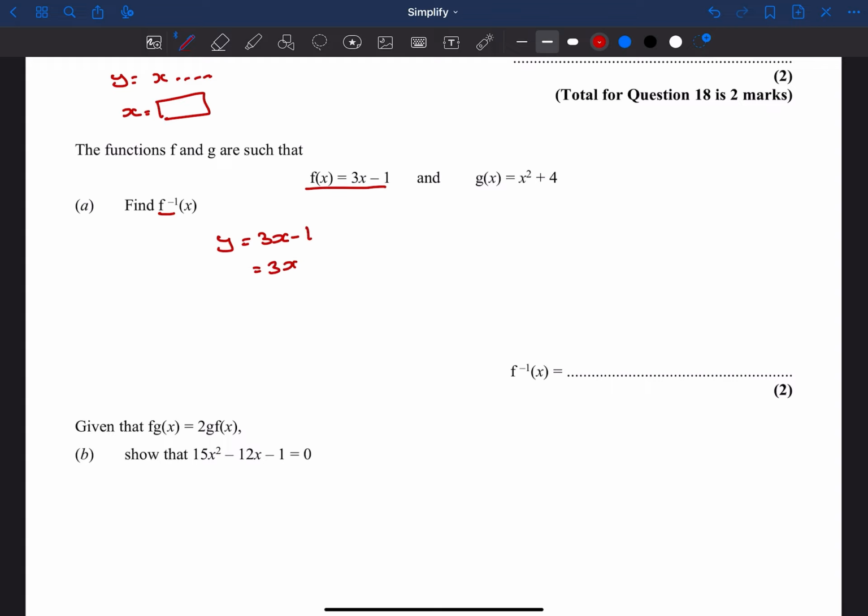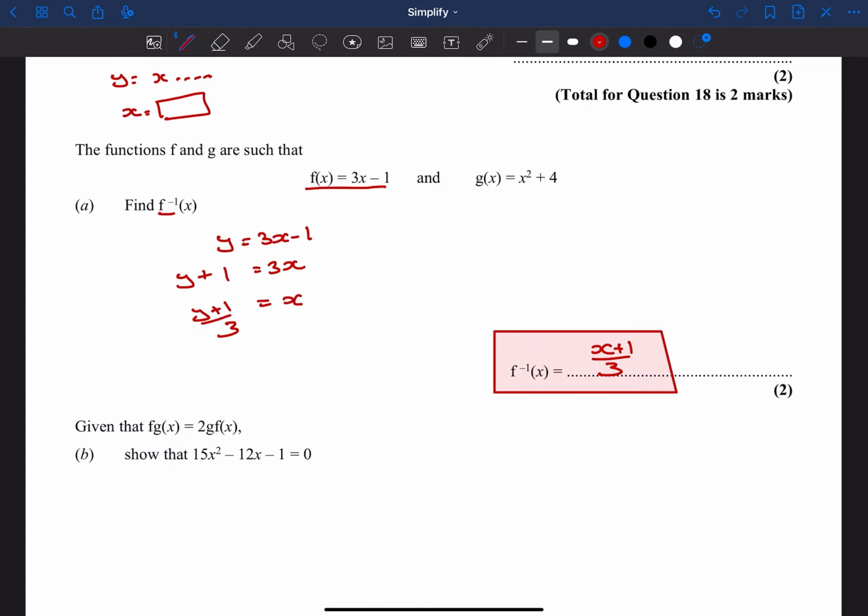Okay, let's do the 3x here. Y, it becomes plus 1. X is y plus 1 over 3. So my f inverse is, it's not y plus 1. You can't write it as y plus 1. You have to write x plus 1 over 3. That's the f inverse.